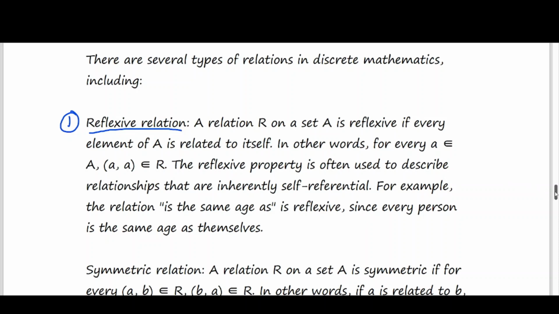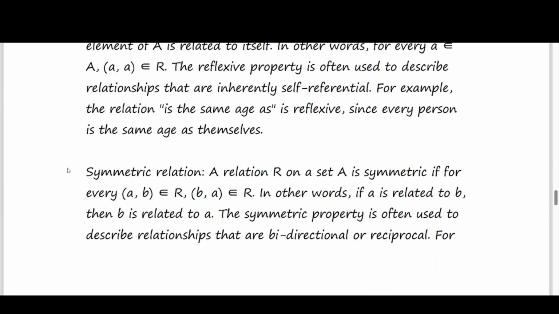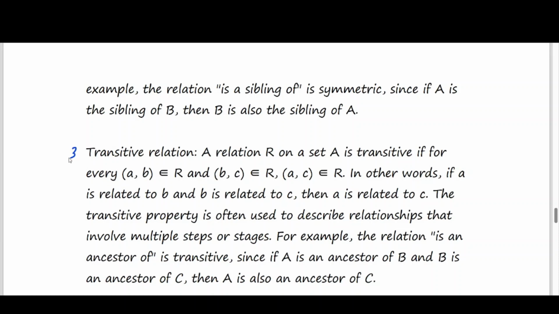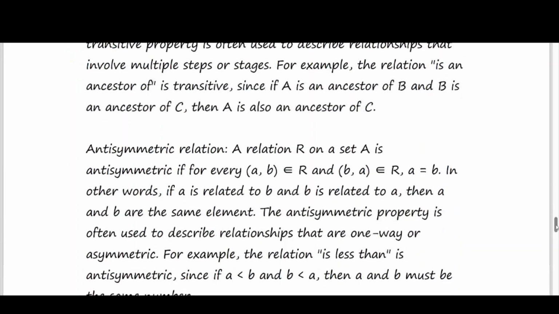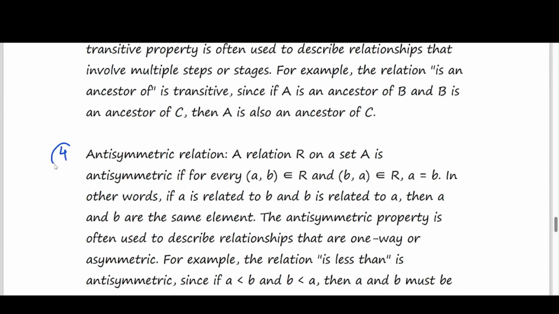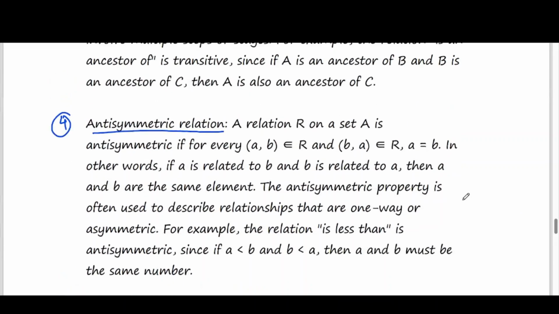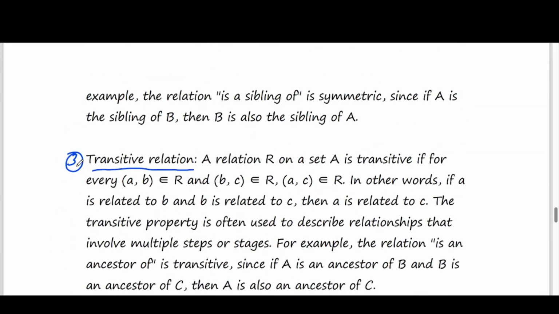Okay, so let us now first name them. This is the second one, symmetric relation. Then we have the third one, transitive relation. Then we have the fourth one, anti-symmetric relation. Then we have equivalence relation. So these are the five main types of relations, or the five important relations.